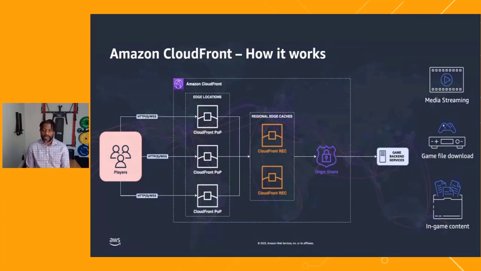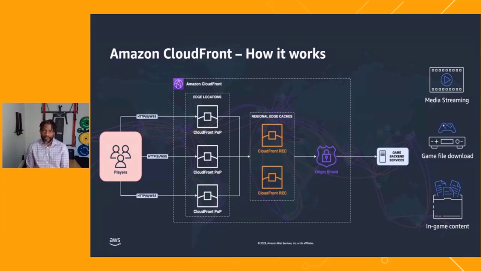Regional edge caches are CloudFront locations that are deployed globally close to your viewers. They're located between your gaming servers and the points of presence. Now, these regional edge caches support Lambda@Edge functions, which is another form of serverless compute that allows you to execute code closer to your end users.